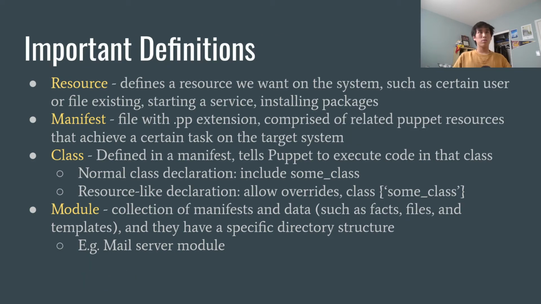Some important definitions for Puppet are, first, resources, which define something that we want on the system, such as users, files, services, or packages. Manifests are files with the .pp extension comprised of related Puppet resources that achieve a certain task on the target system. Classes are defined in the manifest, and they tell Puppet how to execute code in that class. For normal class declaration, we just say include some_class. For resource-like declarations, we say class and then the class name. Modules are a collection of manifests and data, such as facts, files, and templates, and they have a directory structure. For example, there's the mail server module.